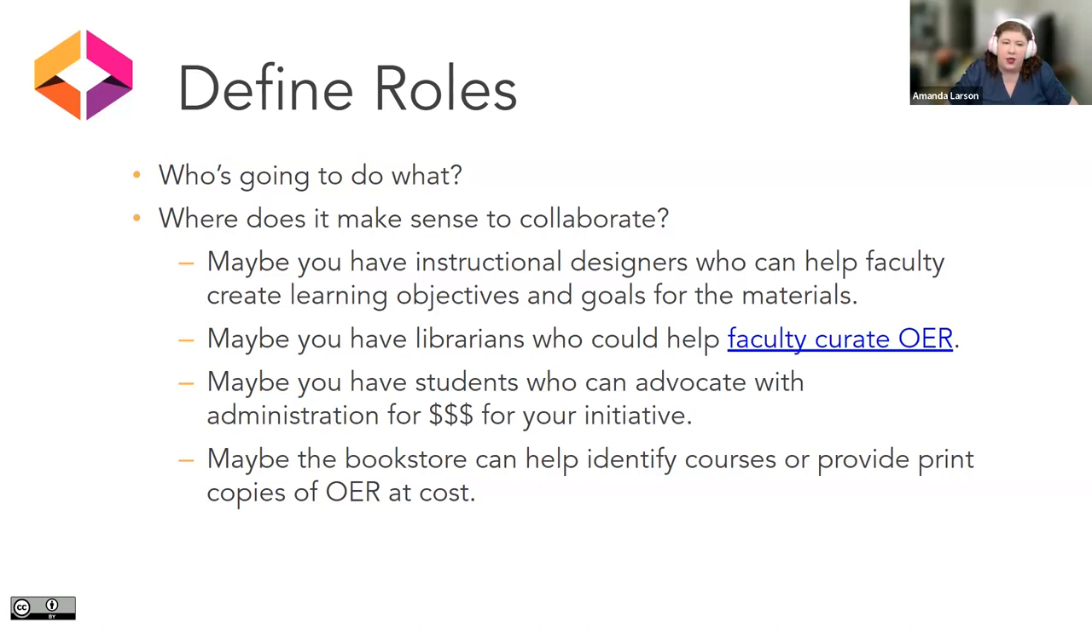And then also the relationship with the bookstore differs from campus to campus, from institution to institution. So maybe you are in the position where the bookstore can help you identify courses or provide print copies of OER at cost. And so thinking about whether you have a relationship with the bookstore that would be conducive to that, or if you have a hostile bookstore that is going to be like, no, we don't want any part of that. We are doing our own thing. We're going to make everybody do inclusive access. Those relationships can vary from institution to institution. So it's really important to figure out whether they could be a partner or not.